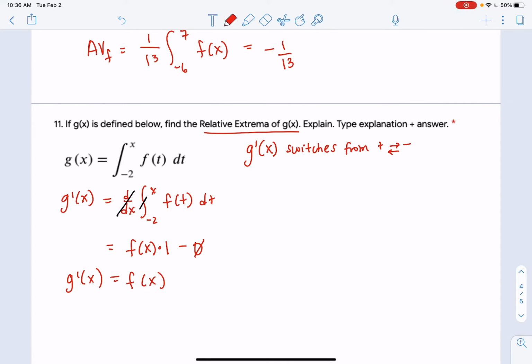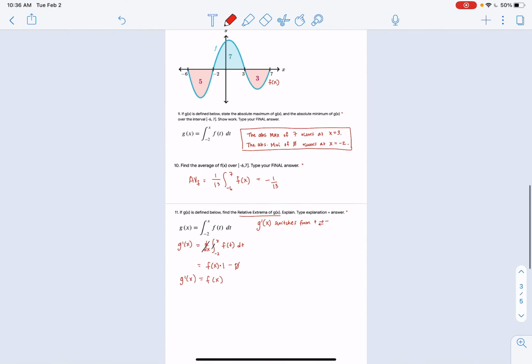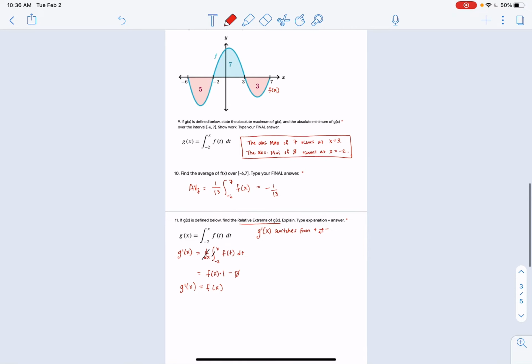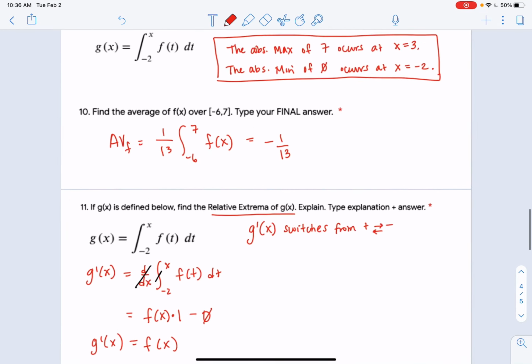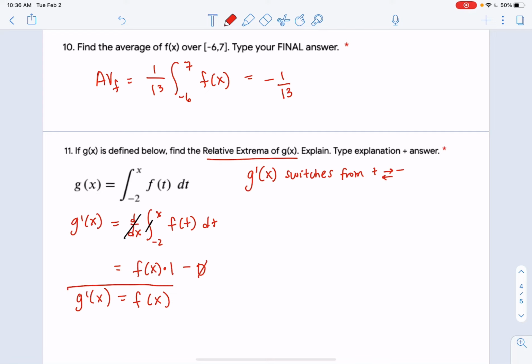Actually, this is referring to the same graph above, so I just redid the work from number 9. But either way, g prime of x is f of x, and it wants us to find the relative extrema. So if g prime switches from plus to minus, that means that f switches from positive to negative, right? These are the same thing. We're just replacing. Those are equivalent.